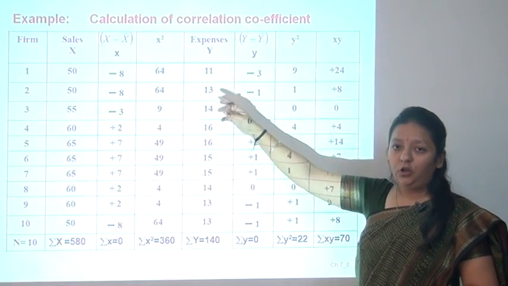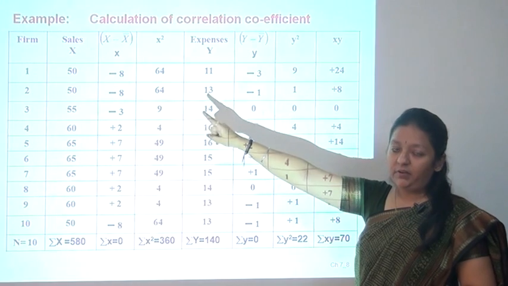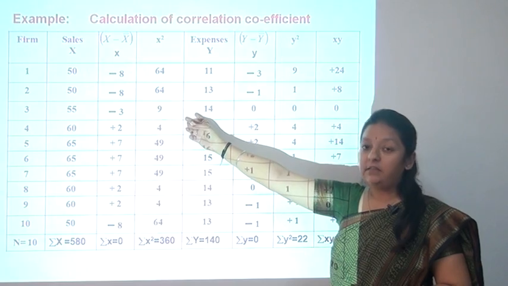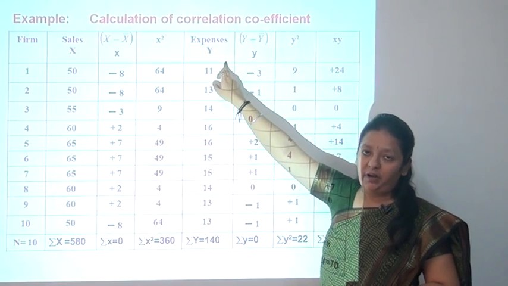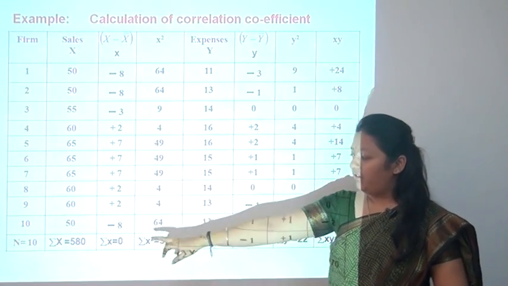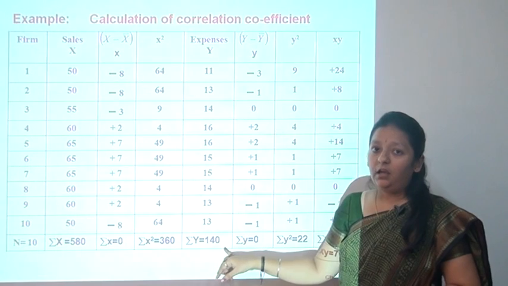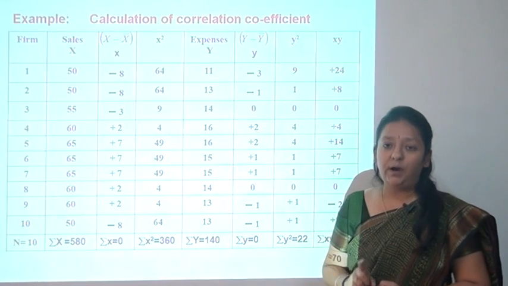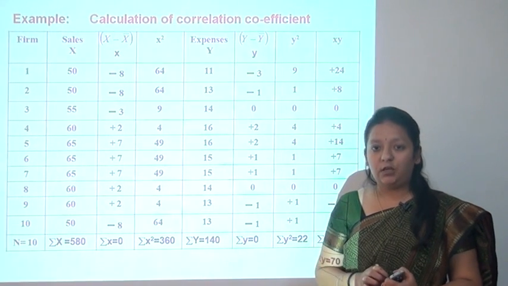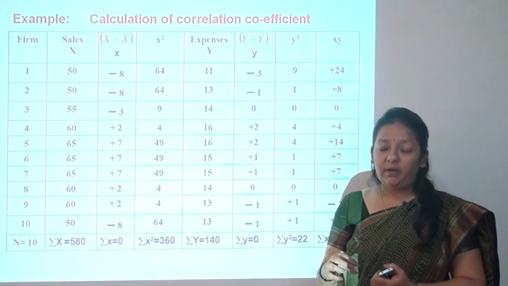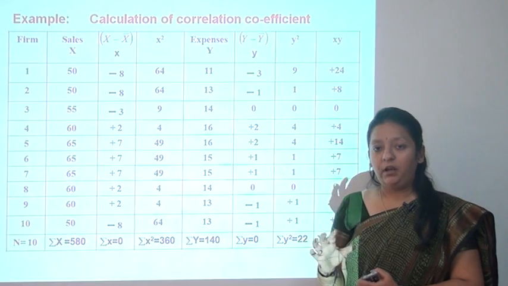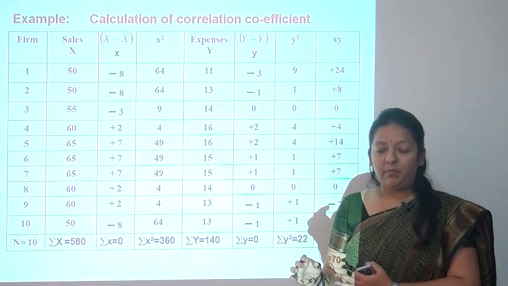We'll first have to make the columns. Assume sales is denoted as x and expenses is denoted as y. The sums of x and y are 580 and 140. We first have to find the value of x bar, because the formula for the coefficient of correlation is sigma (x minus x bar) into (y minus y bar), divided by the square root of sigma (x minus x bar) whole square times the square root of sigma (y minus y bar) whole square.